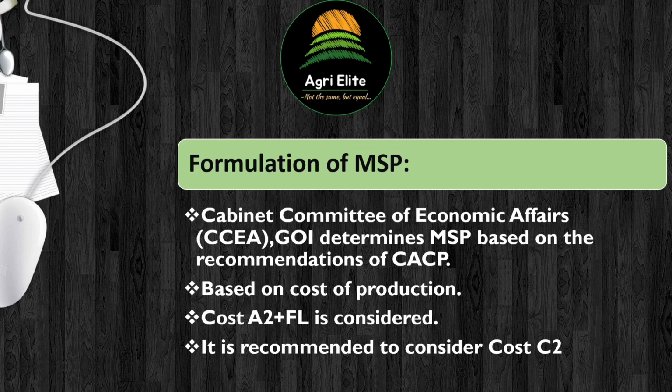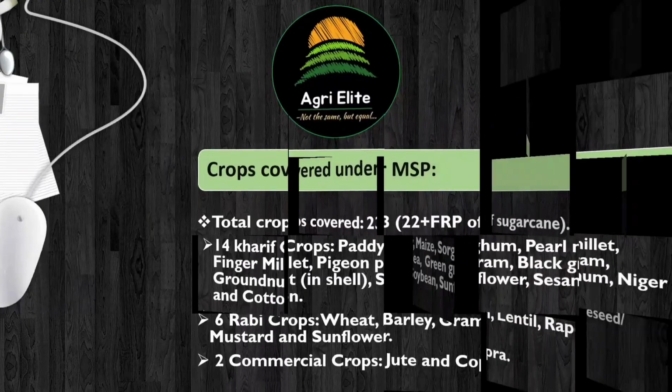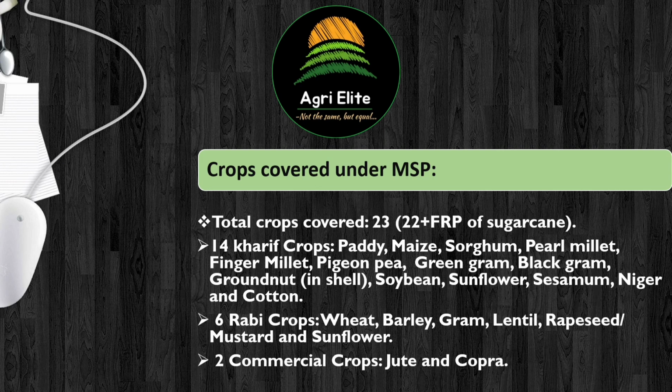So, what are the crops that are covered under MSP? Not all the crops are covered under MSP. We have to be very clear about it. The total number of crops covered under MSP is 23. What 23? 22 are the crops that we will be discussing first. Then, as I said in the starting, we will be studying a similar yet different term, FRP. So 22 MSPs and 1 FRP. We take it as a total of 23 crops covered.